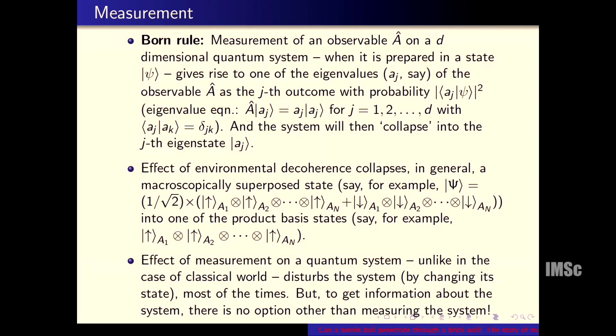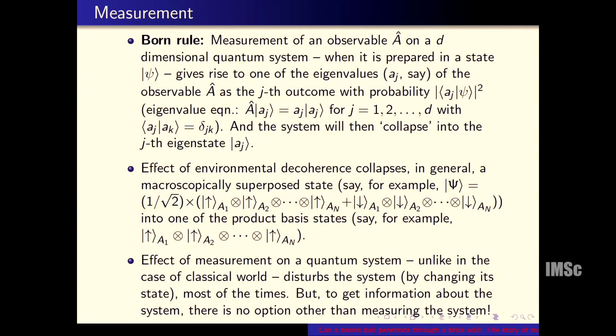Now, this is the measurement of this observable when the system has been prepared in some state psi. The measurement outcome will be one of the eigenvalues of this observable. This is the postulate of quantum mechanics, what quantum mechanics tells us: measurement of this will give rise to one of the eigenvalues of this observable, and with some probability.